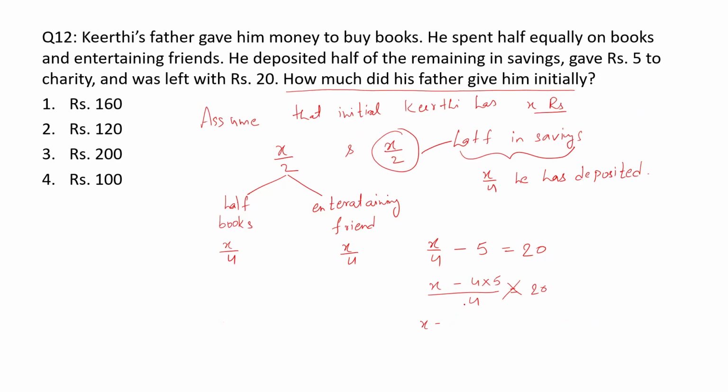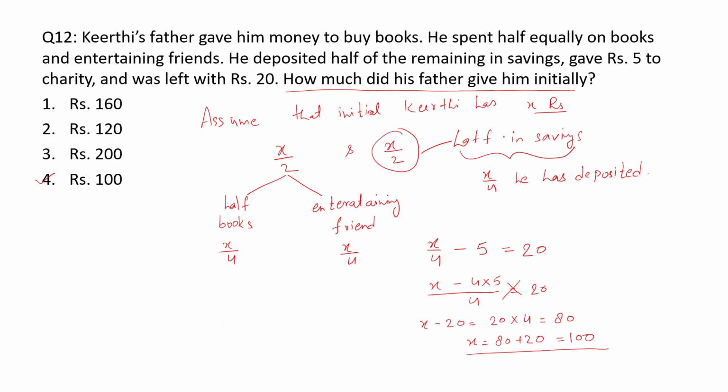X minus 20 is equal to 20 into 4. That means 80. So x is equal to 80 plus 20. That means 100. So initially his father must have given him 100 rupees. Is that okay? See, read the question again.